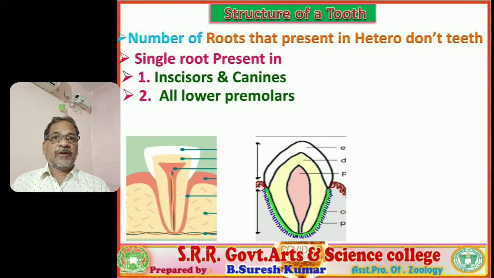How many lower jaw premolars are there? Two on one side, two on the other side. So total four. These are lower jaw premolars, and incisors and canines. Clear? So all incisors, canines and all lower premolars contain a single root. Now you have to count how many teeth in our dentition exhibit a single root. Calculate according to our dental formula. That is your work.